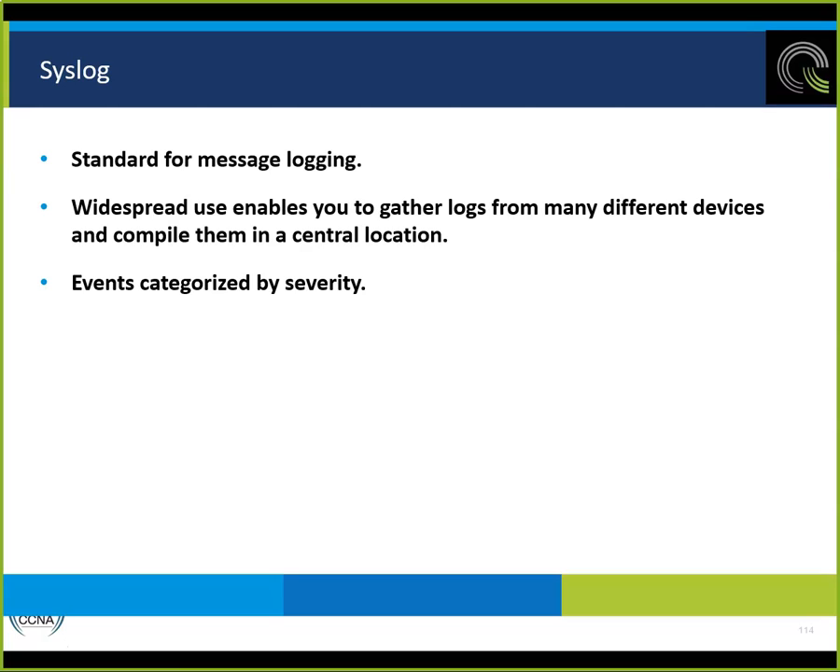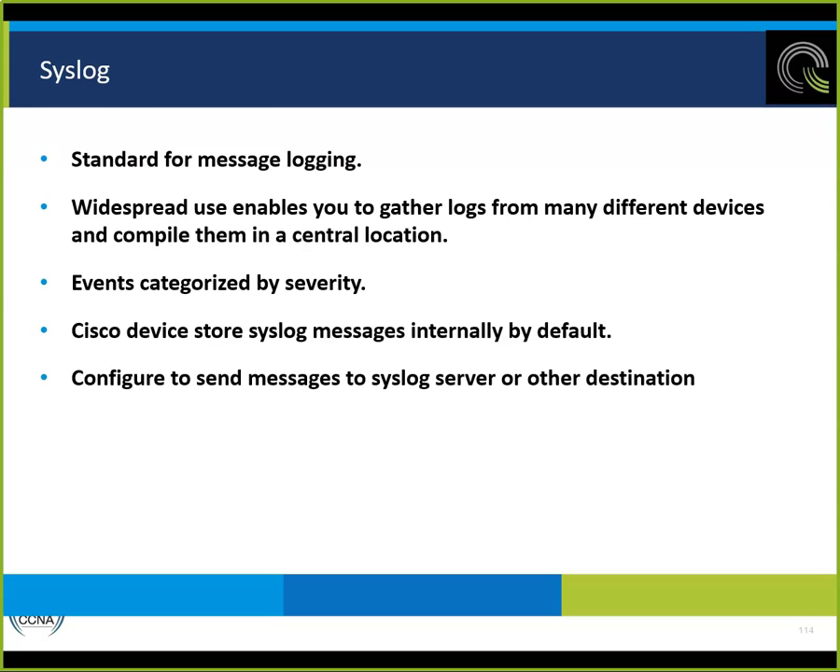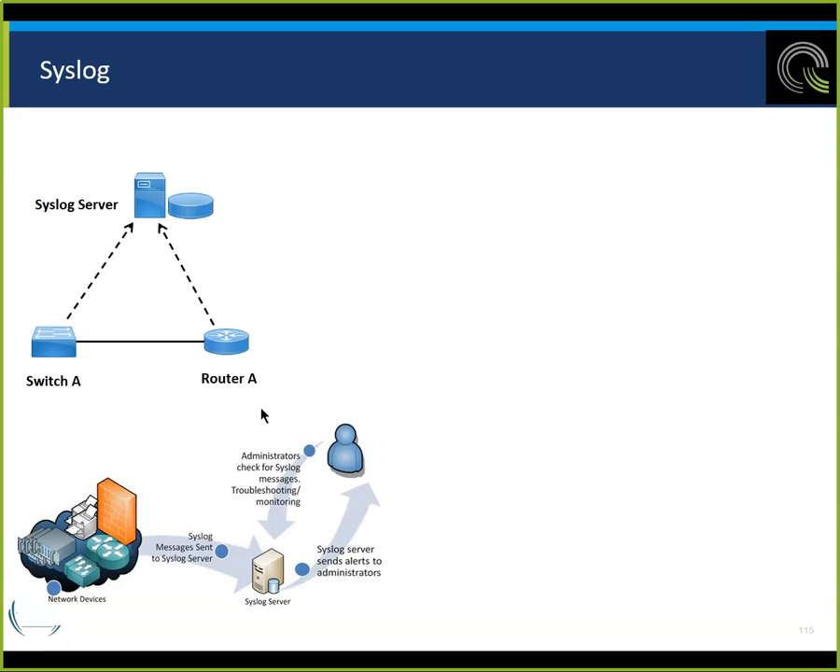So the events are categorized by severity. We'll look at those. Those are the trap levels, 0 to 7, 0 being the most severe, 7 being the least severe. Cisco devices store syslog messages internally by default. Configure the device to send the messages to the syslog server or other destinations that we need them to go to.